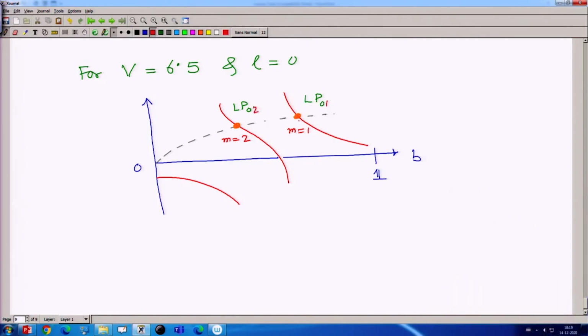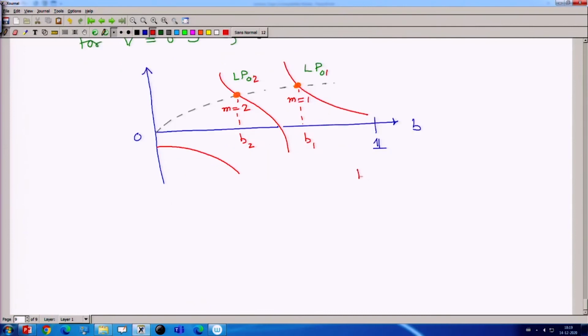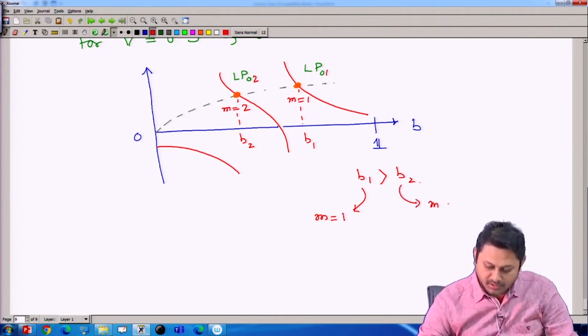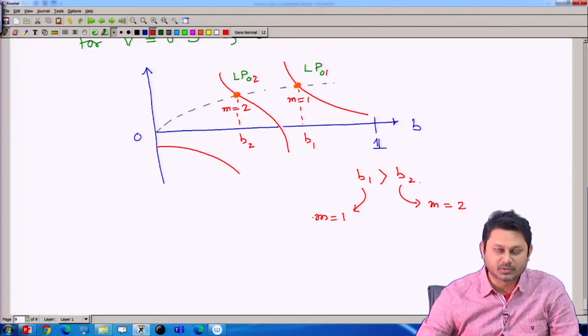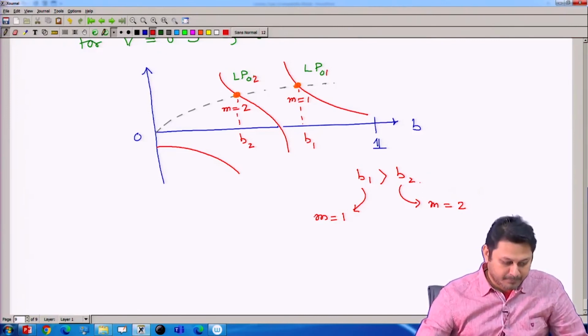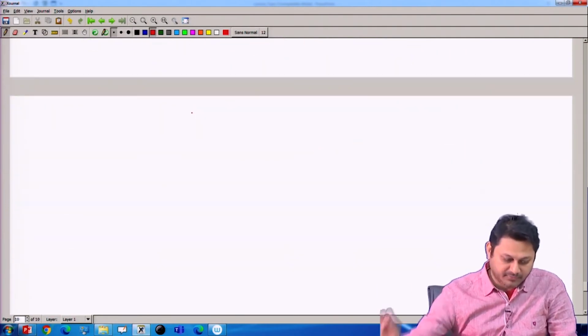Why? Because for this value I have the highest b. So this is, let me write, the solution beta 1 and for this the solution is beta 2, which corresponds to B1 and B2. So B1 is greater than B2. So B1 corresponds to the m equal to 1 solution, the first solution, and B2 corresponds to the second solution. The highest value of B always corresponds to the first solution, which is related to the fundamental mode. Well, I can extend this for L equal to 1.